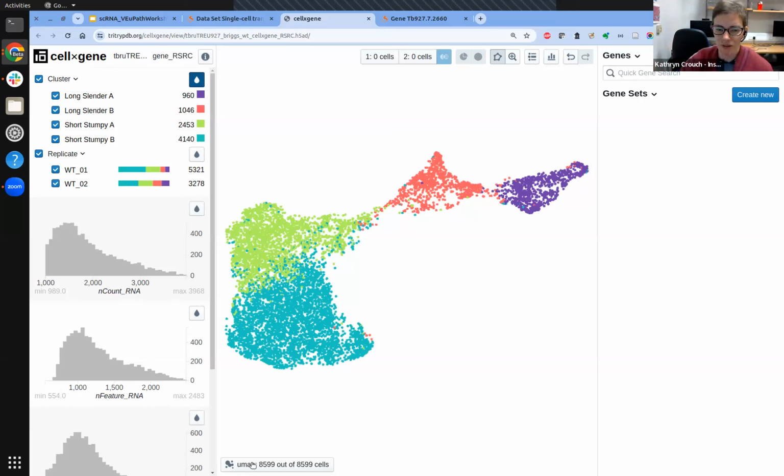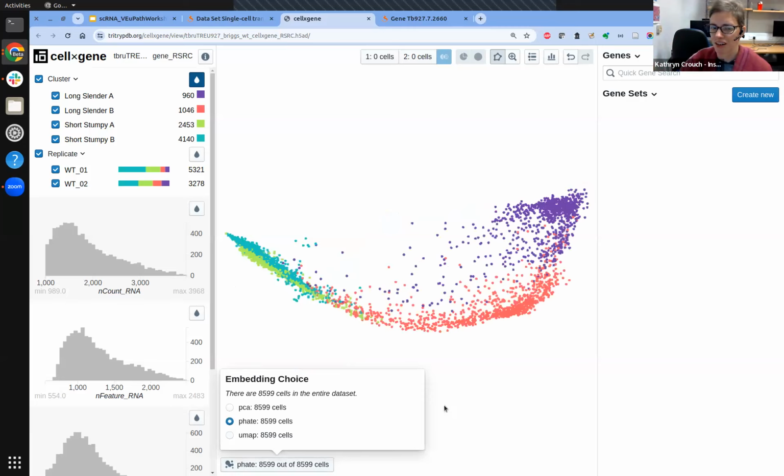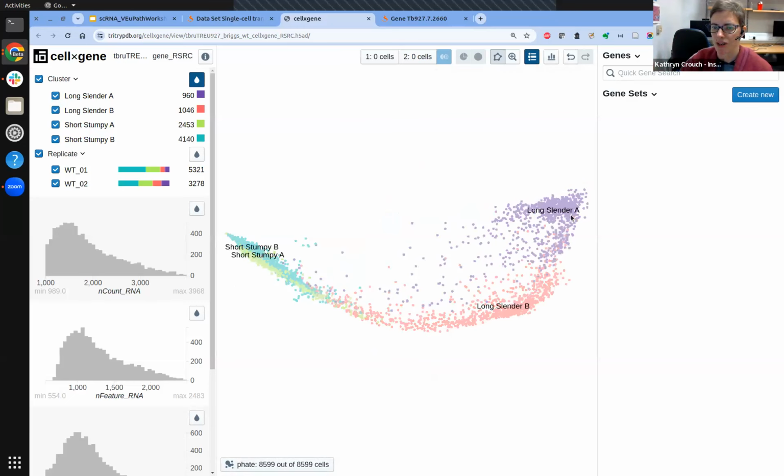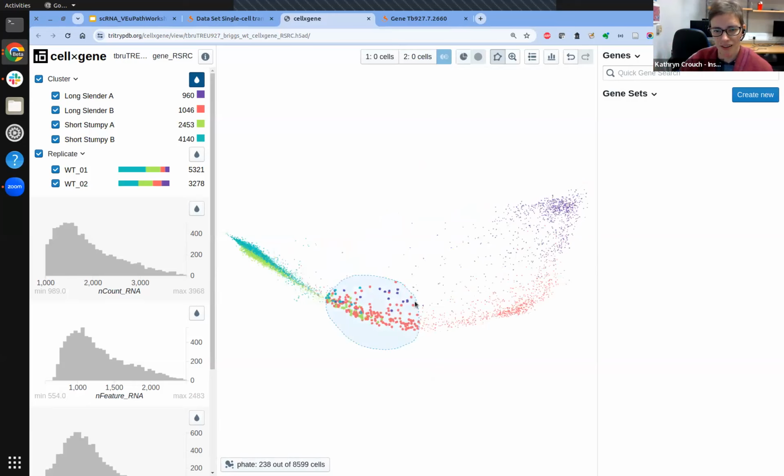But what we can do is we can go down here and we can change the visualization. So this fate visualization is the visualization where they've actually lined up this data set. So now if I put the labels back on, we can see we now have the slenders over here on the right, going across to the stumpies on the left. And they were, again, looking at the genes where the peak of their expression was sort of in this window along this trajectory.